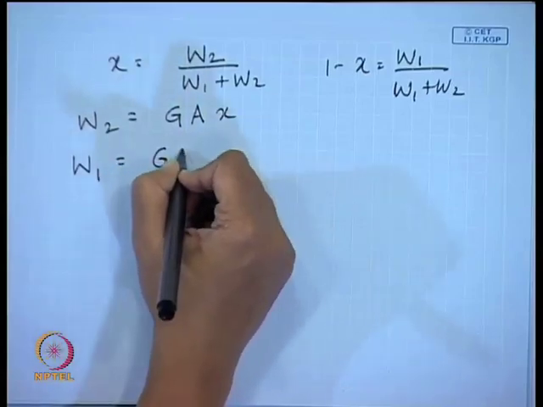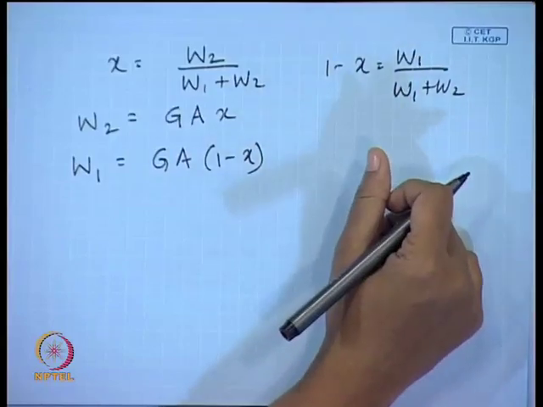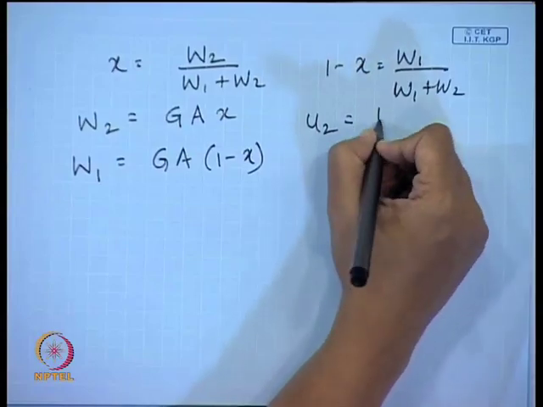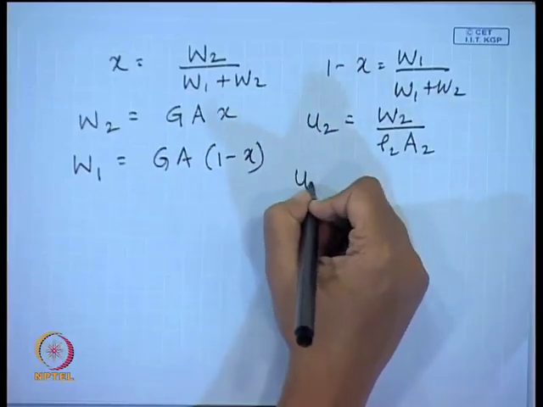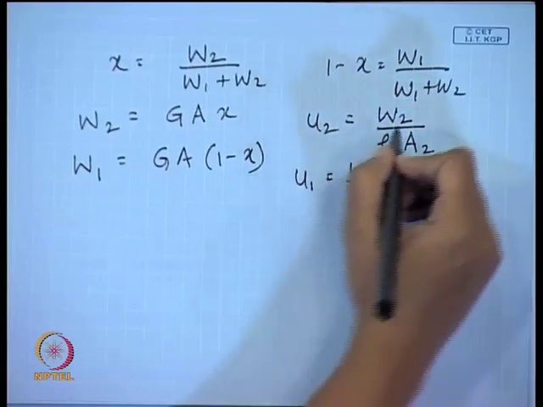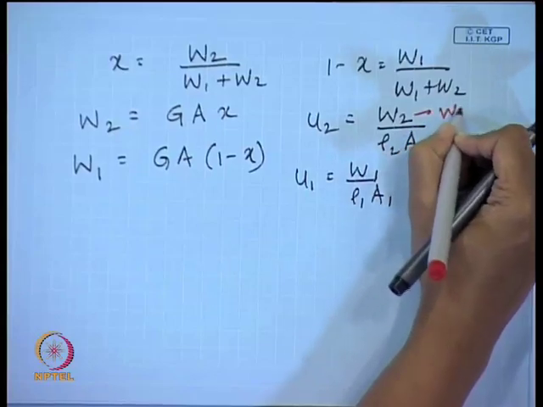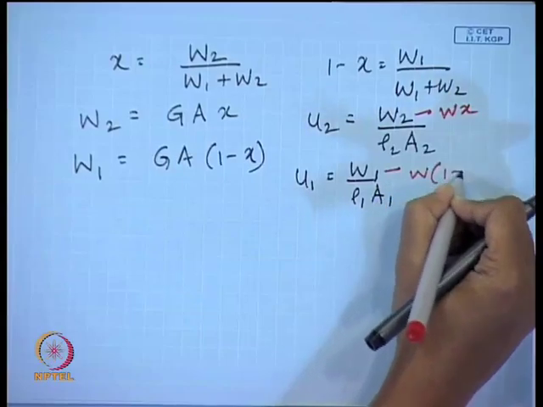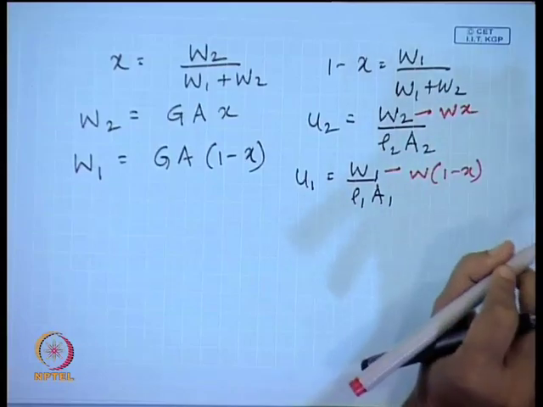W1 is nothing but G A into 1 minus X. Just tell me anywhere if you have any doubts. U2, what is the velocity? This is nothing but equal to W2 by rho 2 A2. U1 is nothing but W1 by rho 1 A1. So, instead of this W2, we can substitute W into X. Same thing here, we can have W into 1 minus X. Agreed? Can we do this?